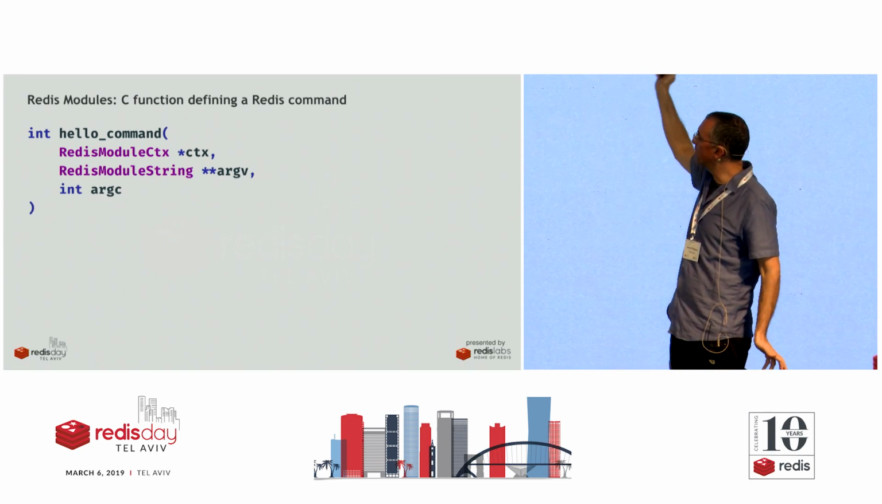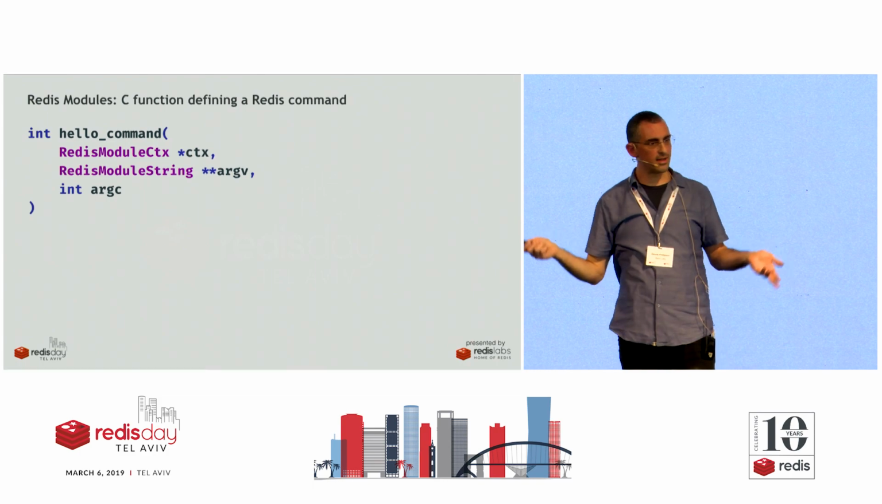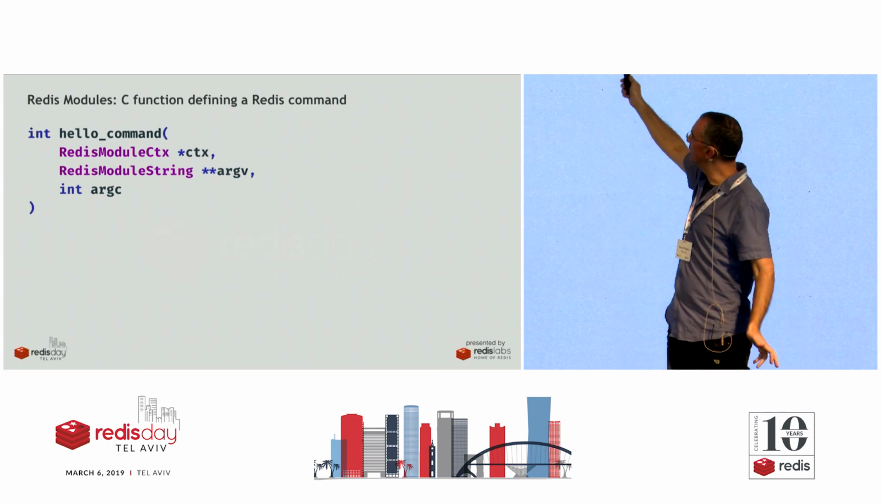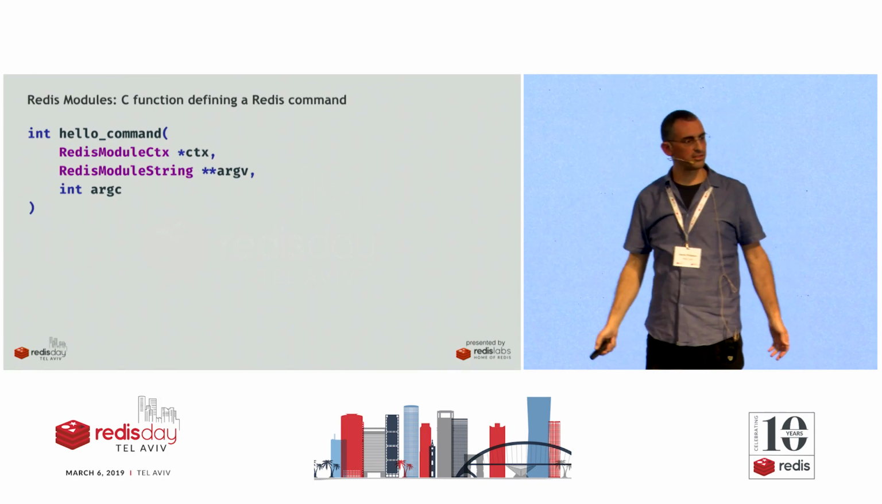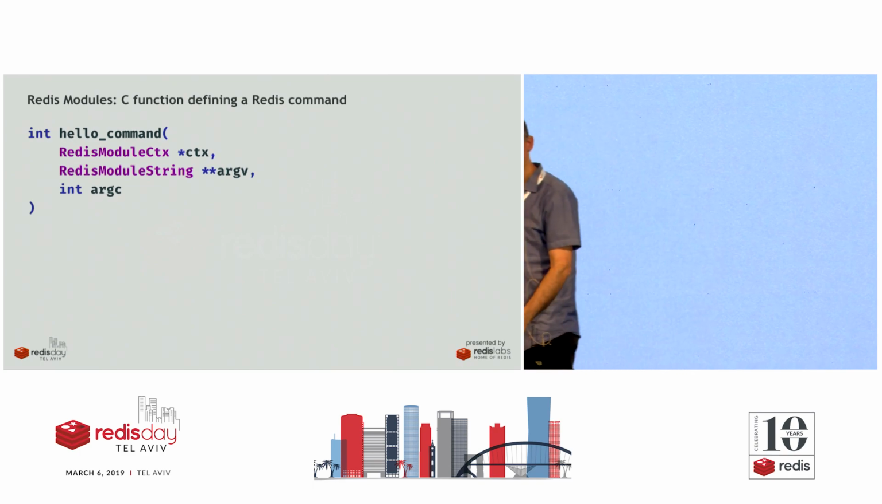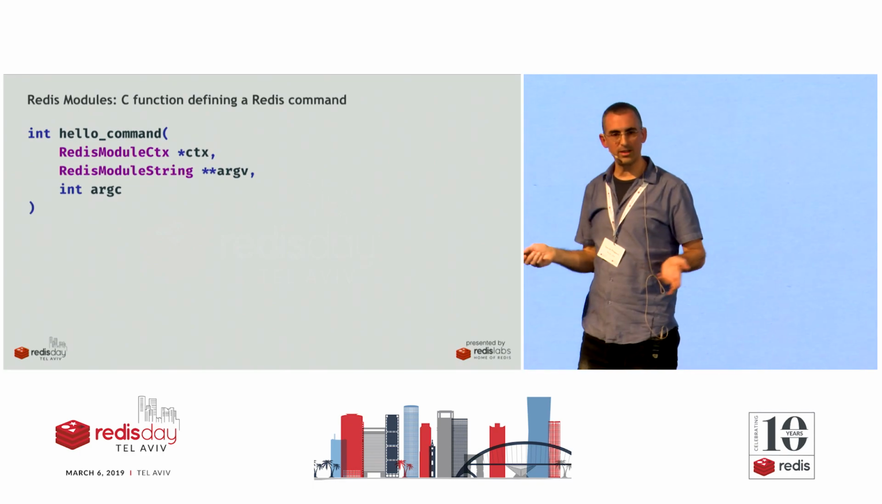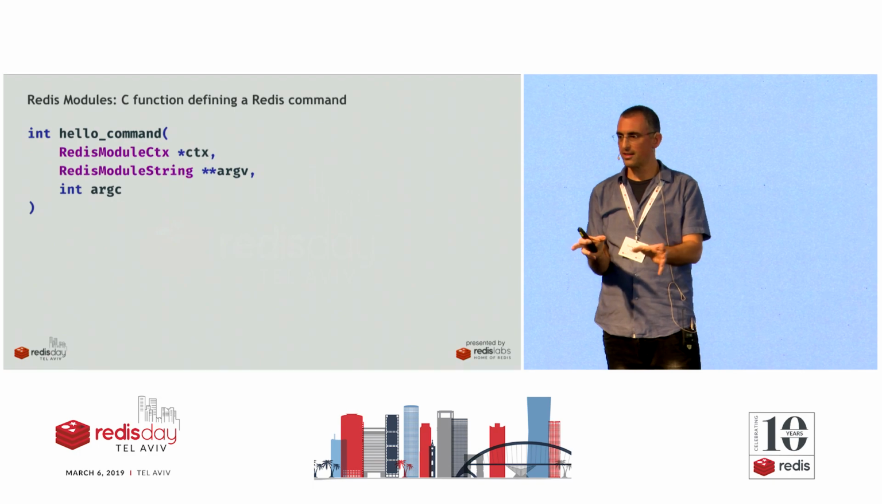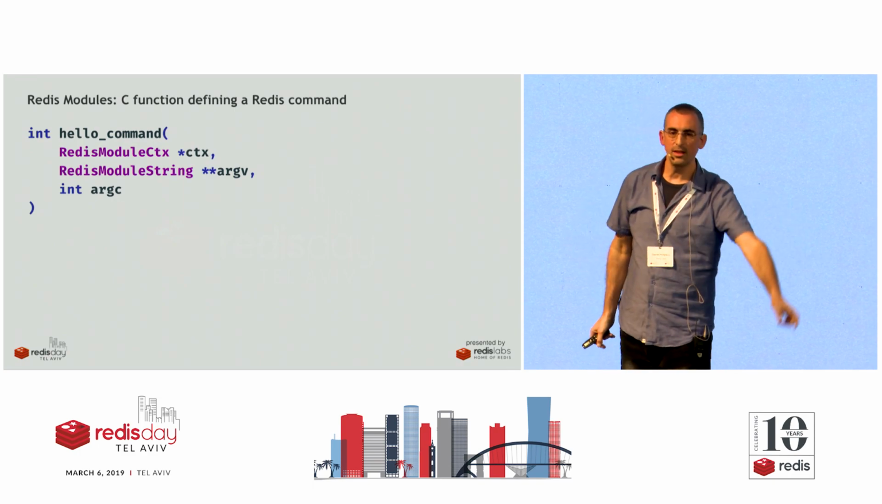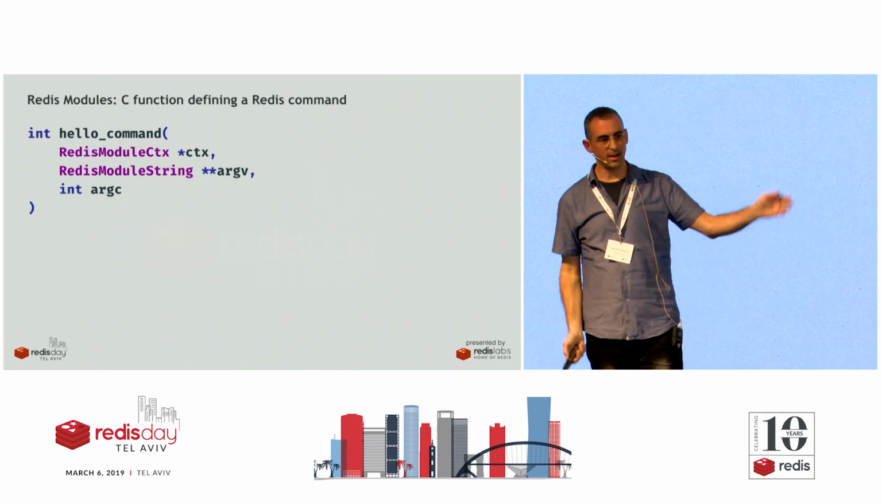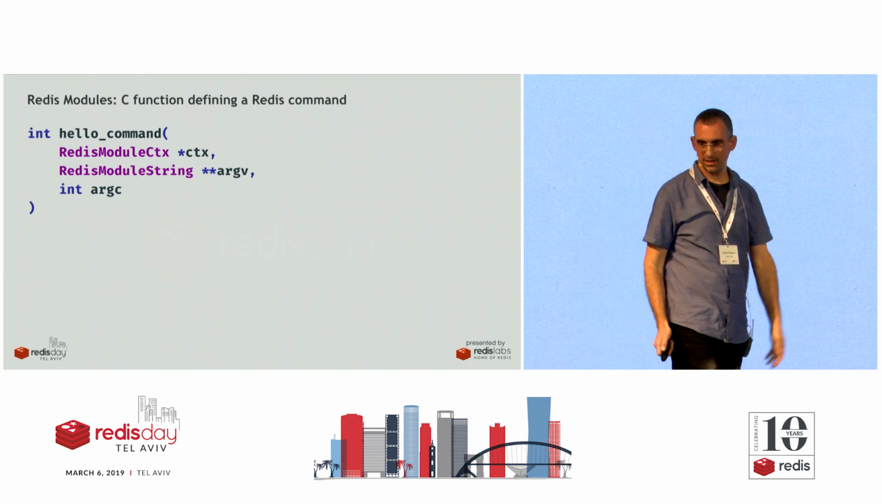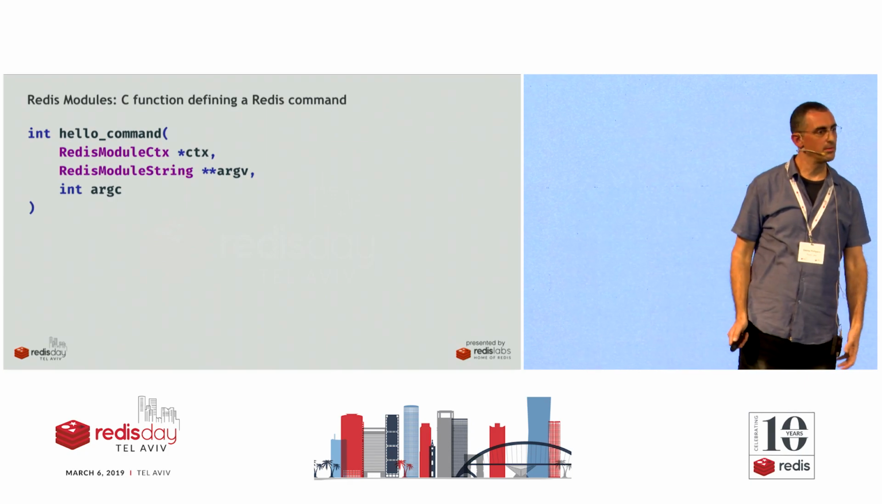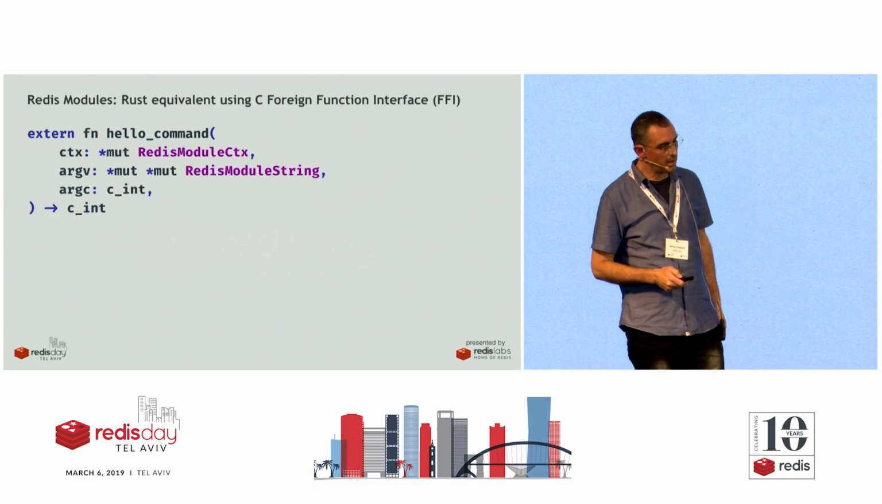It will give us some internal data structure of Redis called the context, and it will give us a list of strings and an integer saying what length this list of strings is. As you know, in C, there's no way to send a slice or something like that. You have to say, OK, here's a pointer to some characters, and I'm telling you how many there are, but you can easily, of course, overrun that and wreak havoc on all kinds of things.